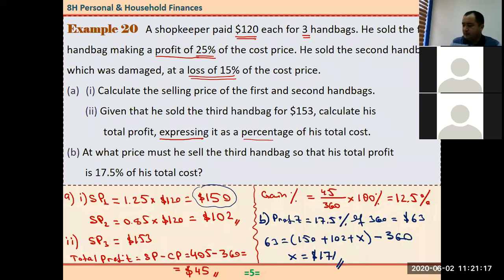All right, that is the second example. I mean, example 19.